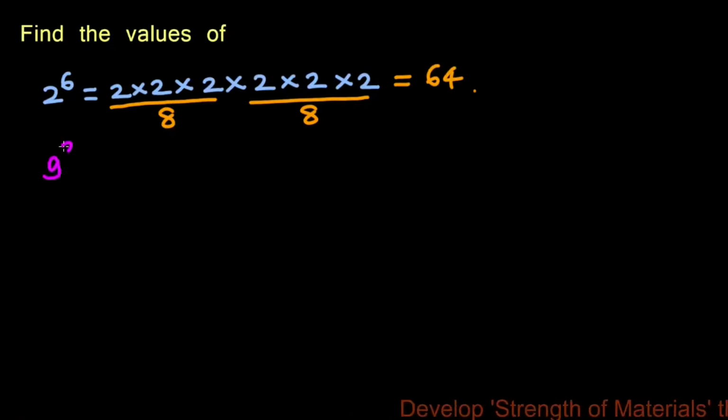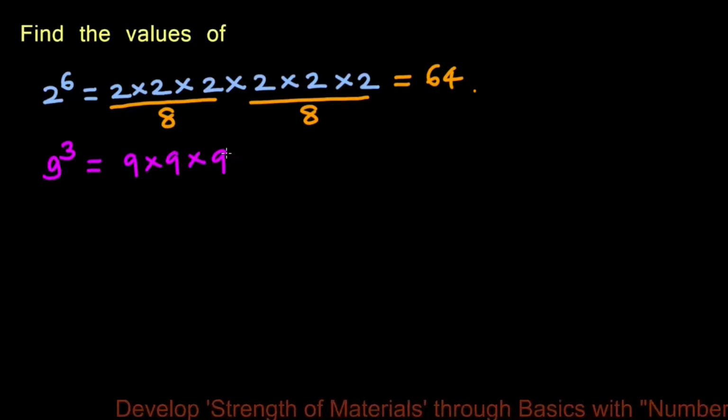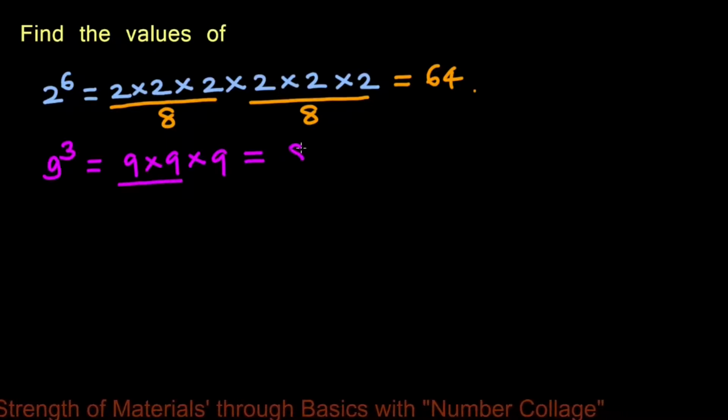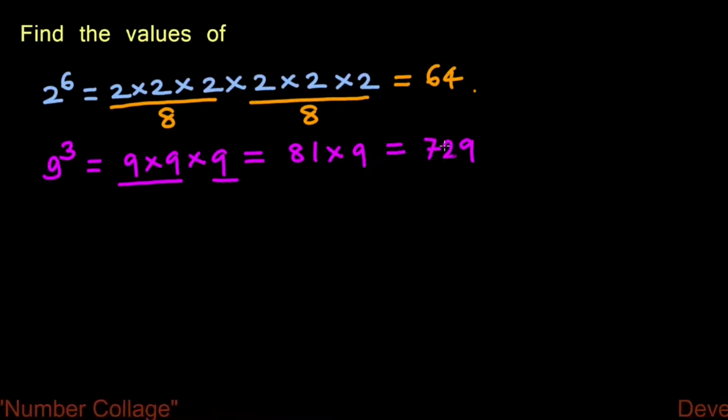How to find 9 cube? It will be 9 multiplied by 9 multiplied by 9. Now 9 multiplied by 9 is 81. Multiplied by this 9, it will be 9 ones are 9, 9 eights are 72. So 9 cube will be 729.